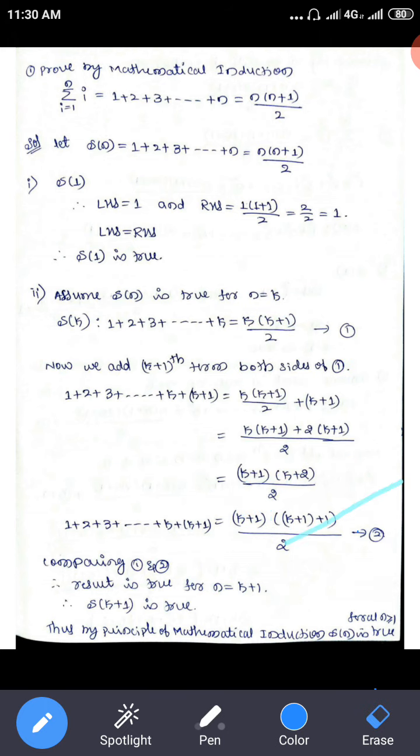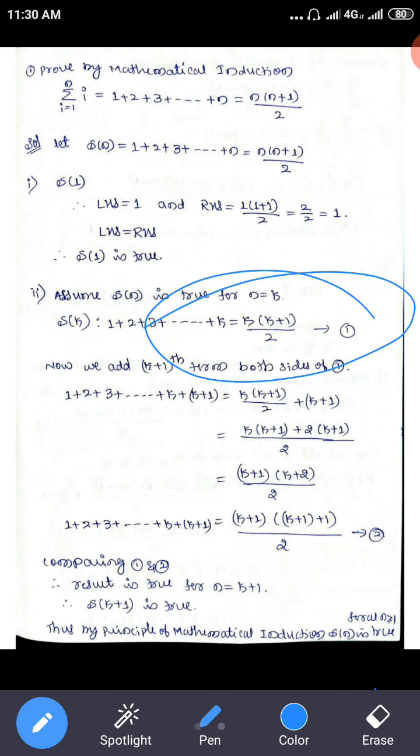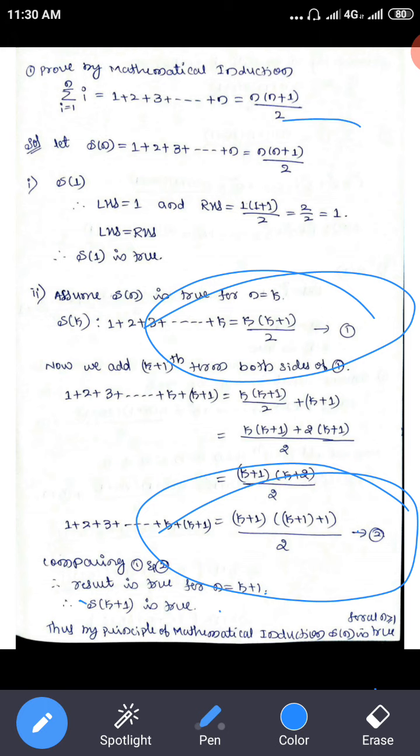Therefore you can say that from comparing 2, the result is true for n is equal to k plus 1. You can see in this result also, wherever n is there, k plus 1 is there. Therefore I can say that the result is true for n is equal to k plus 1. Therefore S(k plus 1) is true. Thus by the principle of mathematical induction, Sn is true for all n greater than or equal to 1.